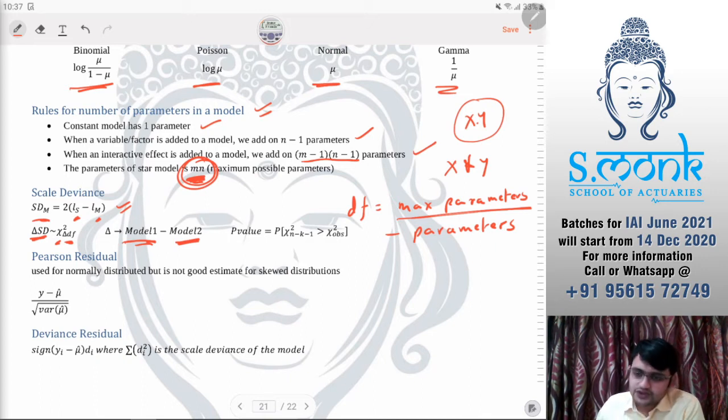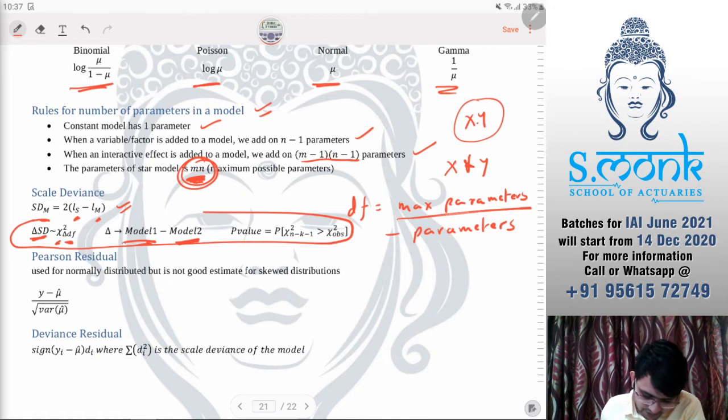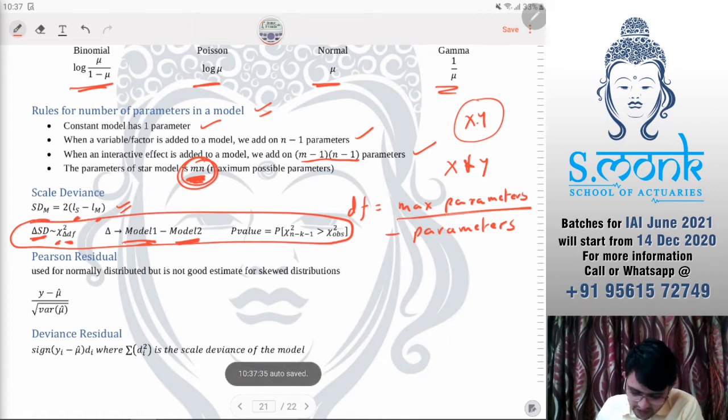So we have simple questions about finding which model is better when they have given a scale deviance. You will be using this relationship to find whether model 1 is better than model 2 or model 2 is better than model 1.